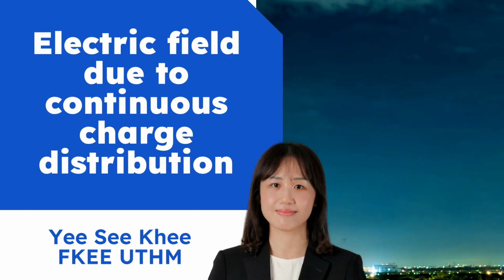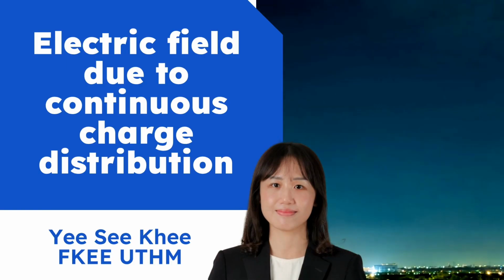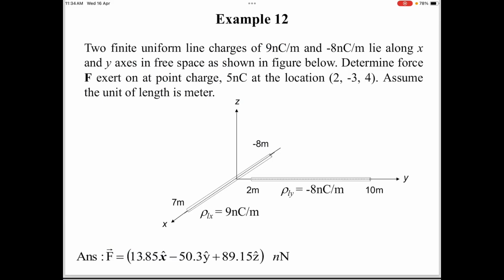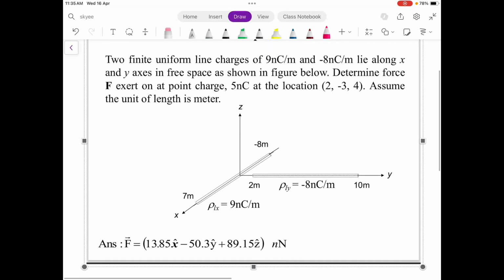So today we will continue the topic related to electric field due to continuous charge distribution. In this video you are going to learn how to find the force exerted on the point charge located at the position (2, -3, 4) when you have two finite uniform line charges. So now let's go through the question together.